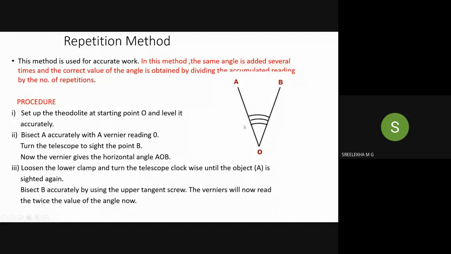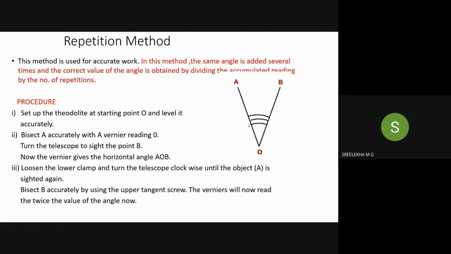That means the telescope should be turned by means of your lower screw, the lower clamp and lower tangential screw. By means of that, you rotate the telescope and again sight to the point A. Now we have completed one whole 360-degree rotation. But whatever angle reading you note on the vernier will be the same as the vernier reading when we were sighting to the point B.